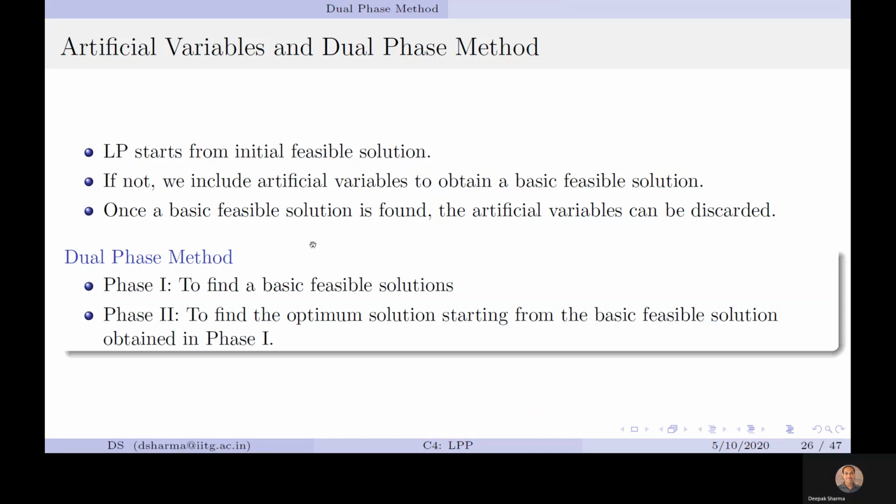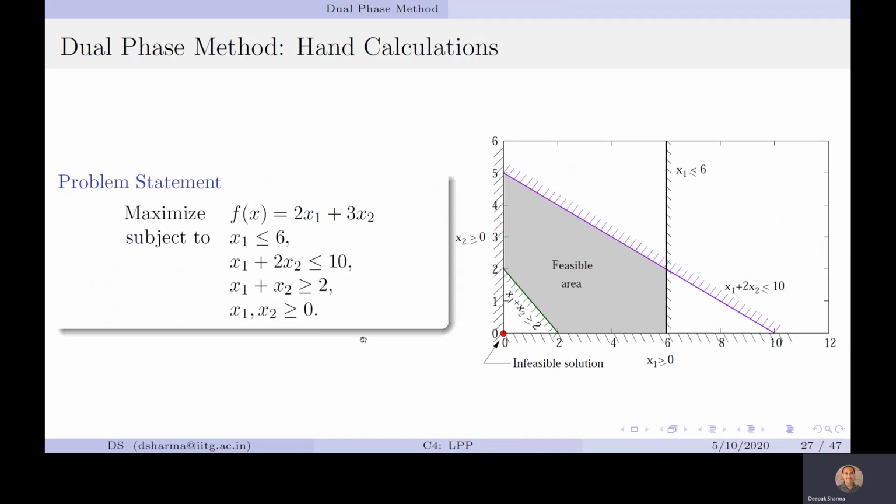Now, in this two-phase method, we actually solve the problem in two phases, as the name suggests. Phase 1 says that we first have to find the basic feasible solution. Once we get it, then in phase 2, we find the optimum solution starting from the basic feasible solution obtained in phase 1. So let us solve one problem here. This is the same problem.